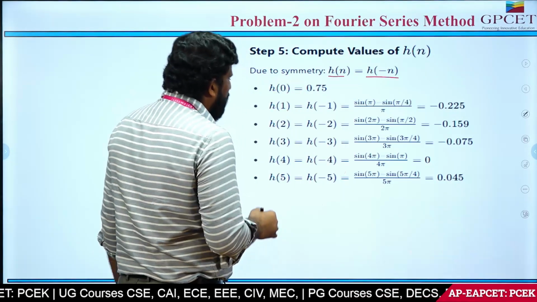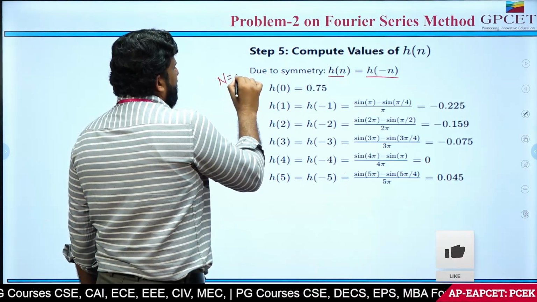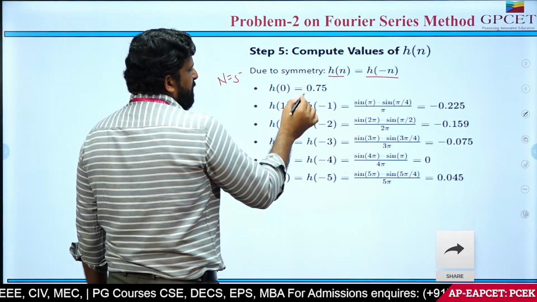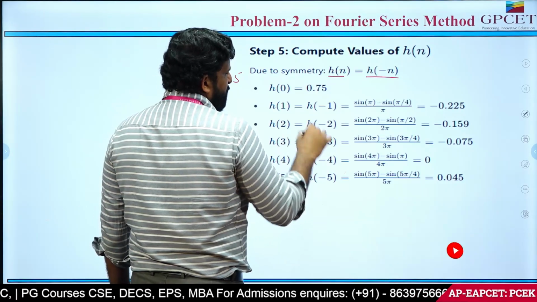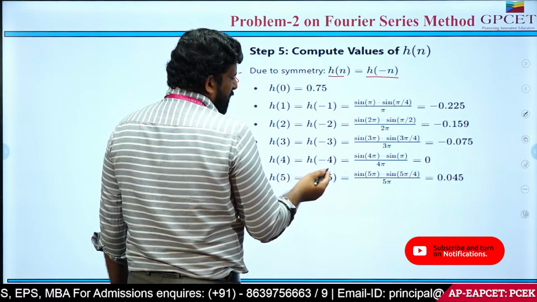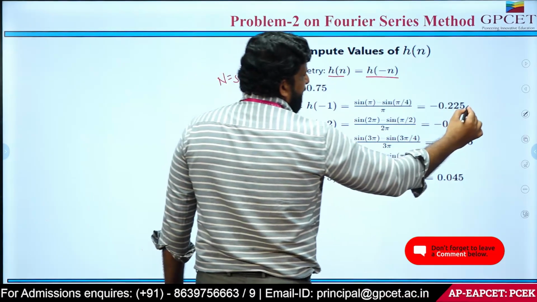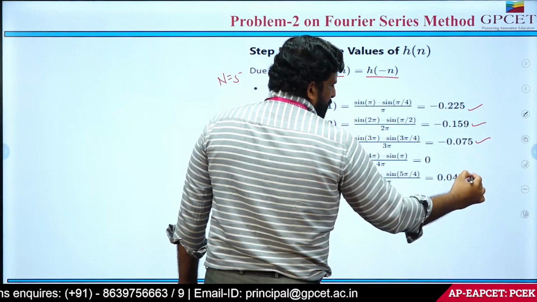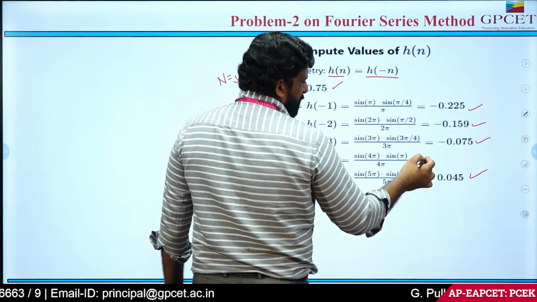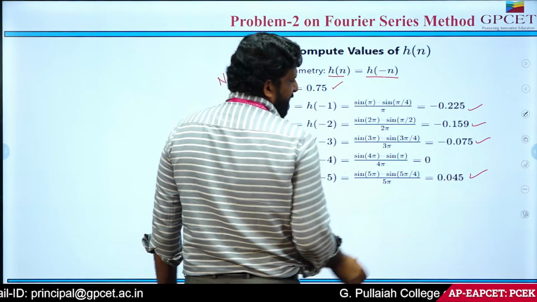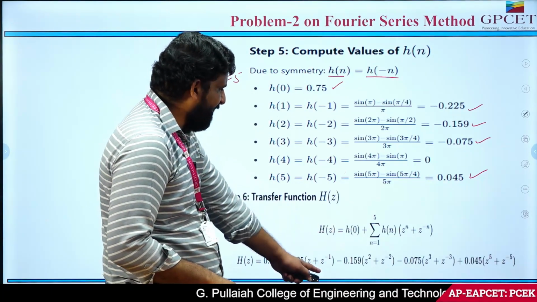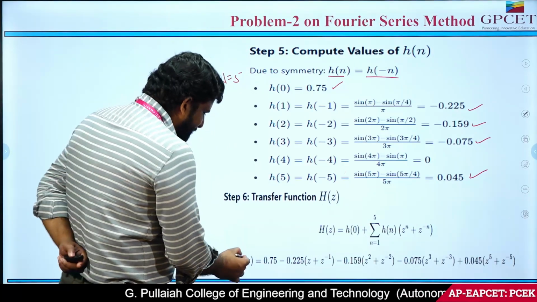And how many values do we have to find here? For n is equal to 5, a total of 5 values, 1, 2, 3, 4, 5. By substituting 1 or minus 1, 2 or minus 2, 3 or minus 3, 4 or minus 4 and so on, these are the values I got: h of 0, h of 1, h of 2, h of 3, h of 4, and h of 5. So by getting all the symmetrical values and expanding, this is the equation we got.